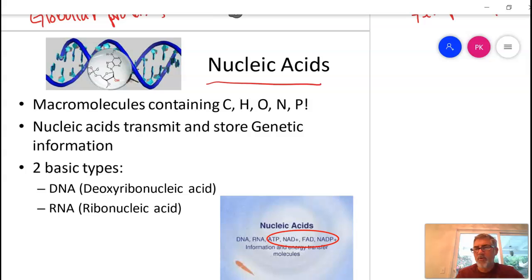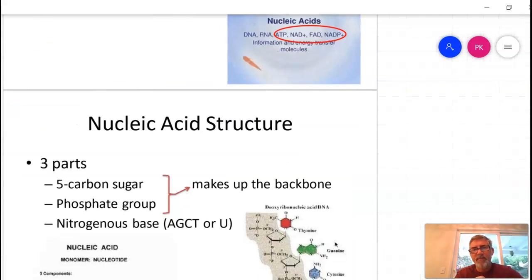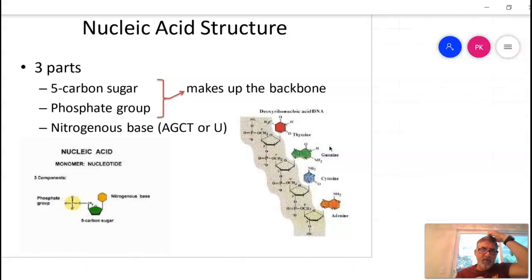Nucleic acids, we'll have a whole chapter on DNA, so I'll just give you the basics. Nucleic acid, two basic types, DNA and RNA. DNA is the genetic code. Each of our cells has all the DNA needed for our body, and RNA does the work of DNA. There are three parts for nucleic acid: a 5-carbon sugar, a phosphate group, and a nitrogenous base.